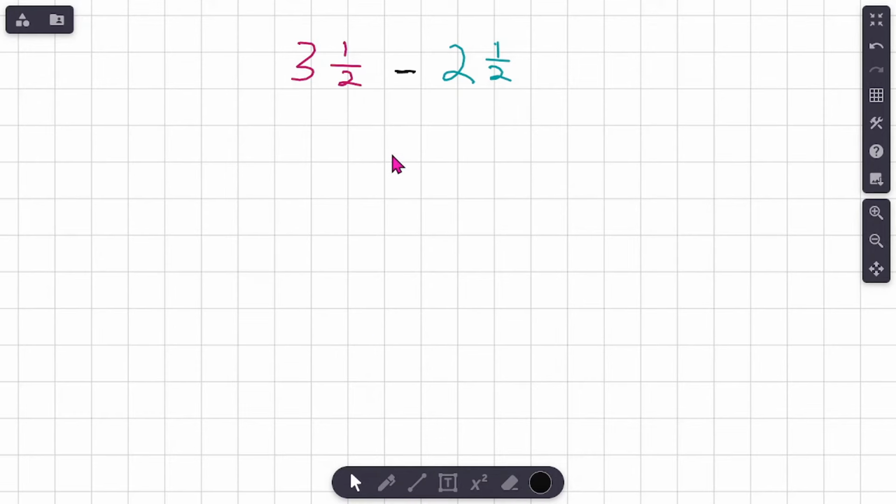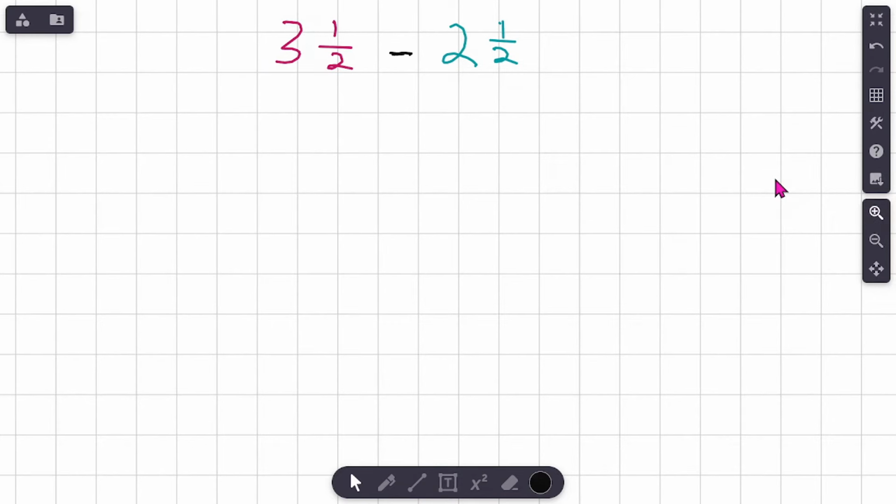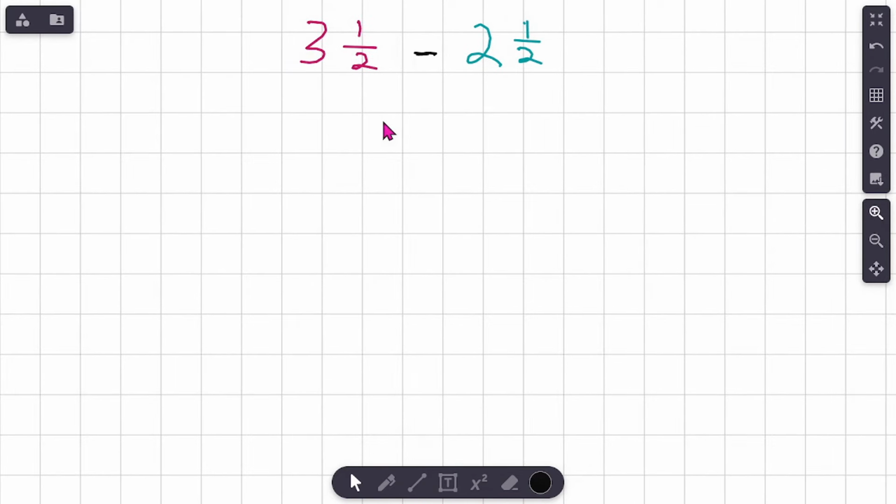Okay, a couple things. First thing I'm noticing, both of these mixed numbers have a fraction. I'm going to zoom in a little bit. Both of these mixed numbers have a fraction that is the same denominator. Okay, both fractions have the same denominator. That's great news for us because that means that there isn't an additional step. That means we're going to be able to just subtract right away.